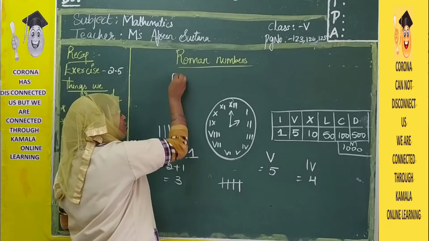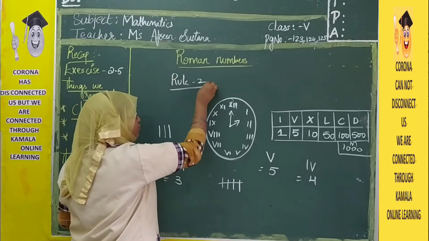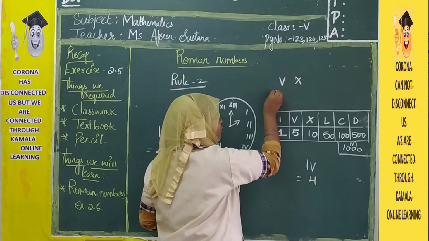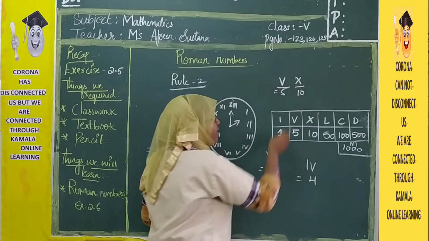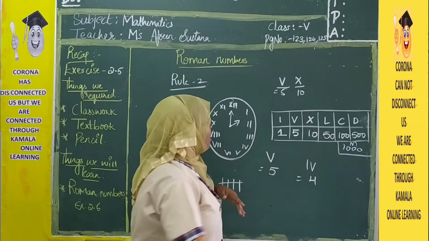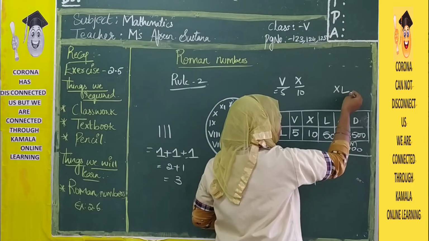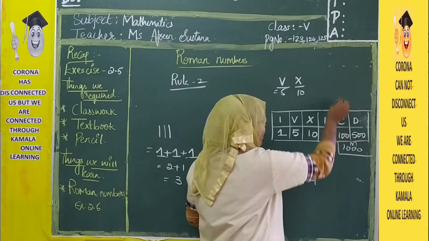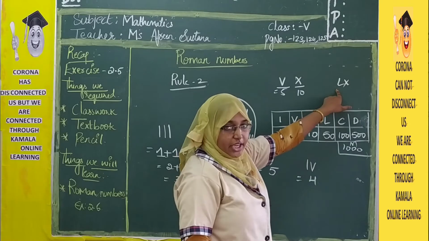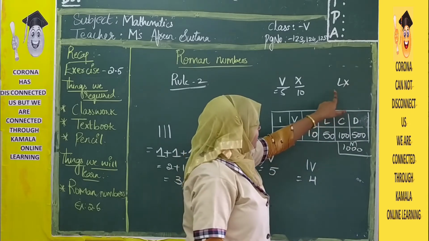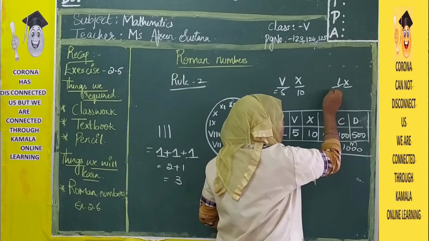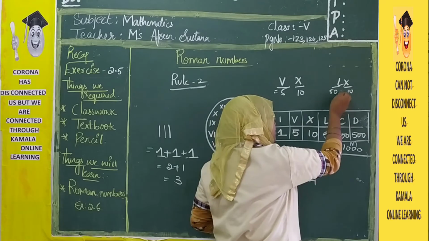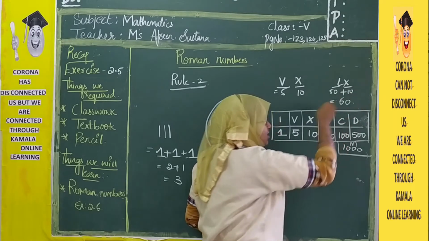So what is rule number 2? Rule 2 is whenever you write a smaller numeral. Now if you take V and X, this is 5 and this is 10, right? Whenever a smaller numeral is written on the right side, now I am writing L and X. L is 50, X is 10. Whenever a smaller numeral is written on the right side of L, X is on the right side, so the value will be added. So 50 plus 10 you will get 60.